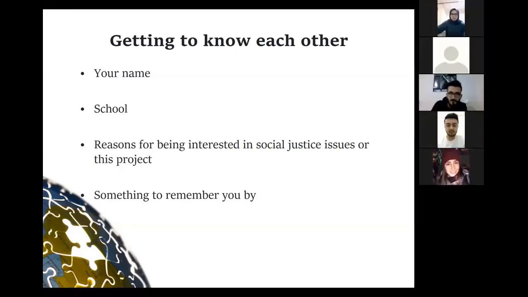Hello, everyone. My name is Fahri, and I'm from Amasya University. I'm interested in this project because, in my opinion, social justice issues like gender inequalities and other problems are the biggest obstacles for us to create the ideal world for the future. And that's all for me. Anything for us to remember you by? You can remember me as the Fener boy. Fener boy, okay. Good.